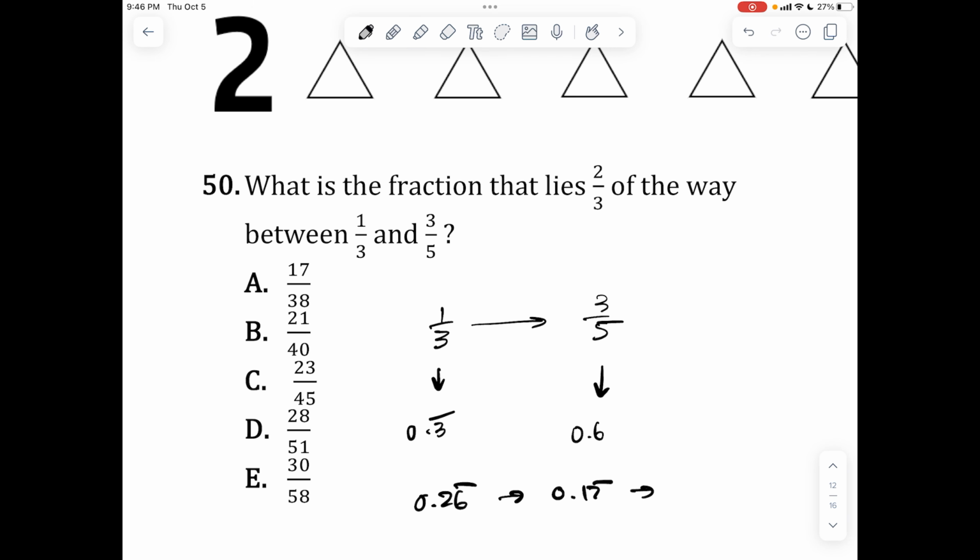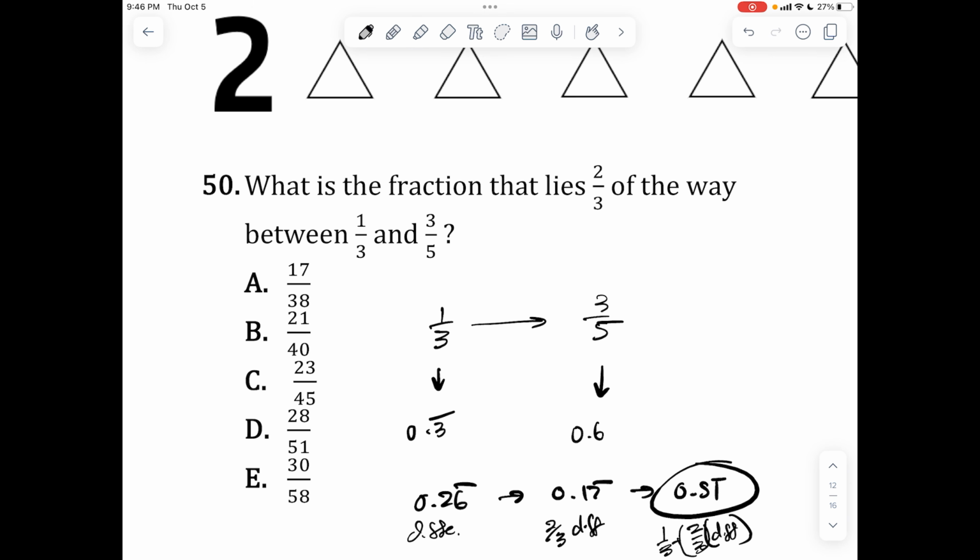Hold on, I'm just trying to visualize this. 1/3 times 2/3 plus 1/3. Okay, so it gives you 0.51 repeating. So this is the number, this is the answer, okay? Because this is the difference. This is 2/3 of the difference, and this is 1/3 plus 2/3 of the difference.